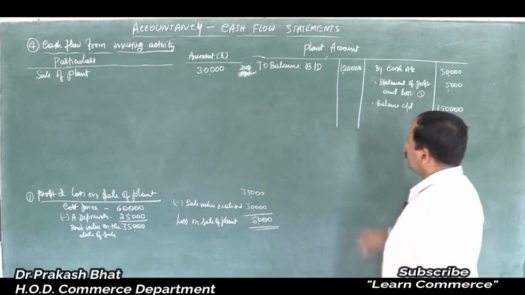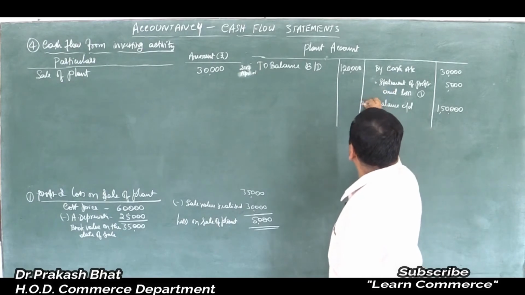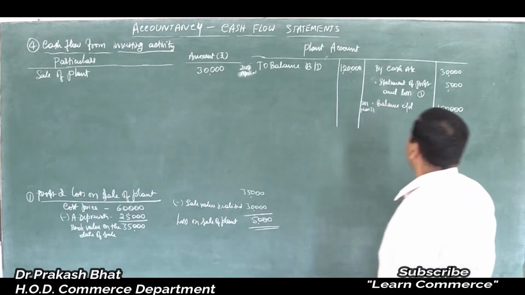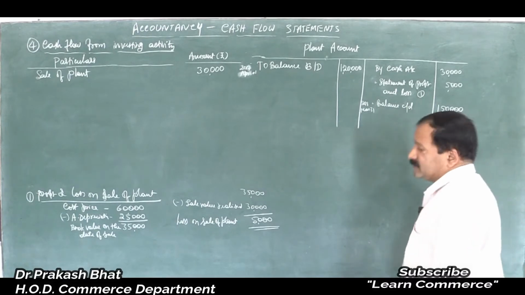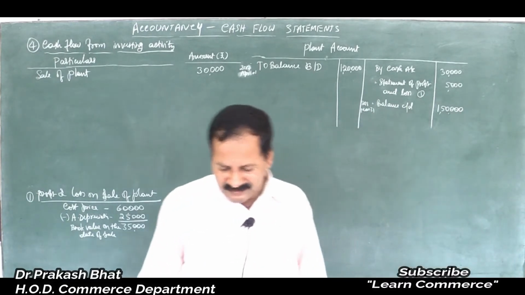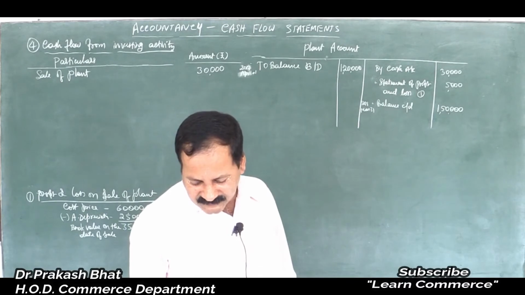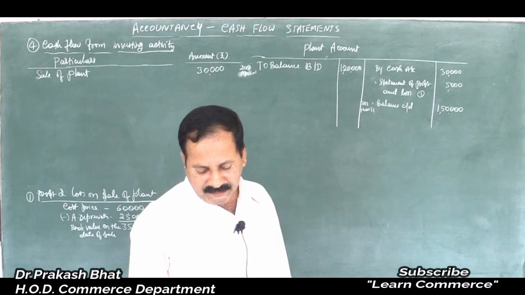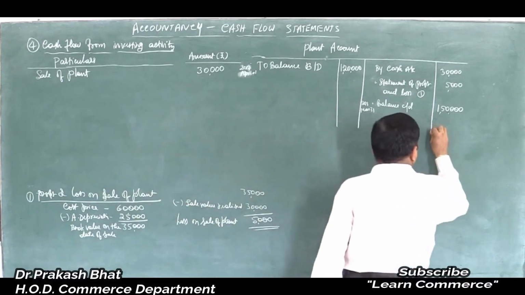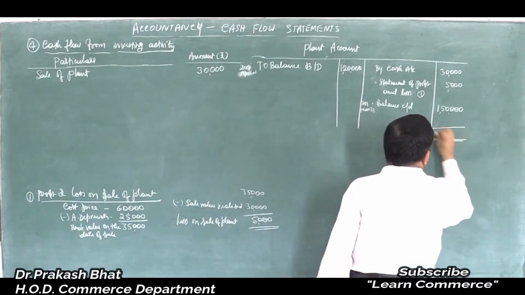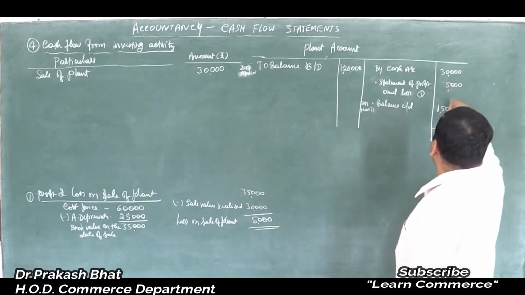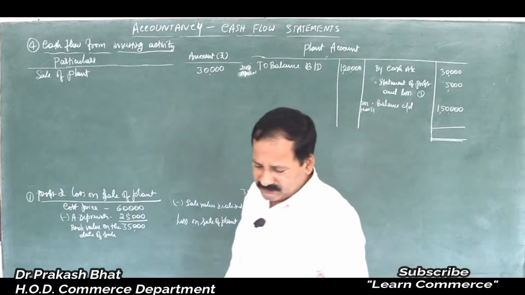1,50,000. That was on 2018 March 31st. 2018 March 31st, 1,50,000. Now find out what is the difference. That is plant purchased. That is nothing but plant purchased, the balancing figure. Now close it. Find out how much is the difference. 1,50,000, 180, 185. Is that correct?